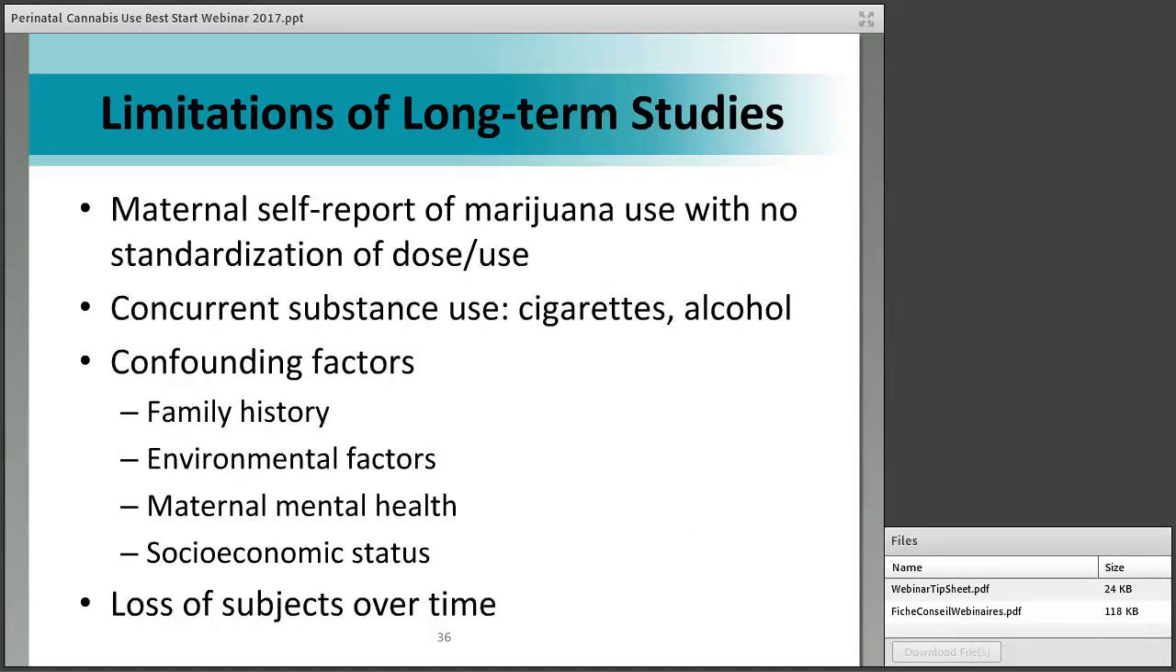So based on these various descriptions of these long-term studies, you can see there's some limitations to their outcomes. First of all, the studies relied on maternal self-report of marijuana use. There was no standardization of dose or of use. They had concurrent substance use, so as in the OPPS study, some of the women also smoked cigarettes and drank alcohol. There were confounding factors, so they had to try and address issues of family history, of certain outcomes, environmental factors, maternal mental health, and socioeconomic status on growth and development, and obviously lots of subjects lost over time. So even though they started with a significant population at birth, not everyone remained in the study in the long term.